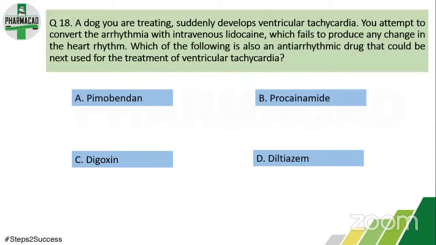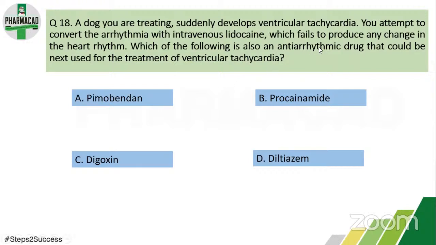Okay, moving on to the next question. This would be interesting. So question 18 says, a dog you are treating suddenly develops ventricular tachycardia. Tachycardia is an increase in your heart rate. You attempt to convert the arrhythmia with IV lidocaine, which fails to produce any change in the heart rhythm. Which of the following is also an antiarrhythmic drug that could be next used for the treatment of ventricular tachycardia? So, these types of questions are a bit tricky and you need to think on it.